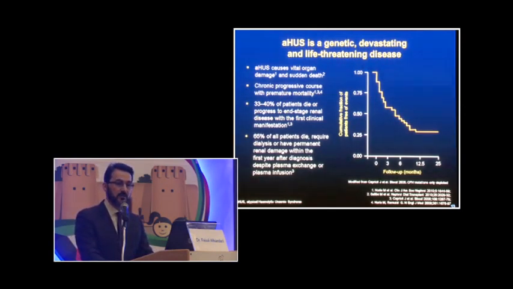What are the consequences of atypical HUS? The consequences are devastating. It causes vital organ damage and sudden death, with a chronic progressive course and premature mortality. 30 to 40% of patients die or progress to end-stage renal disease with the first clinical manifestation, and 65% of them die just in the first year after diagnosis.